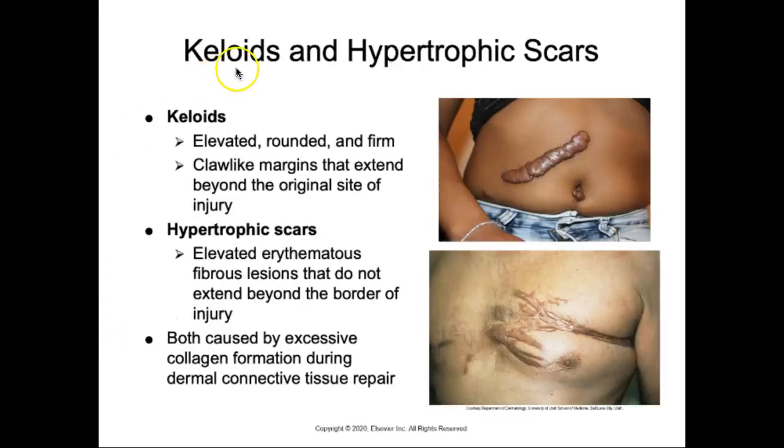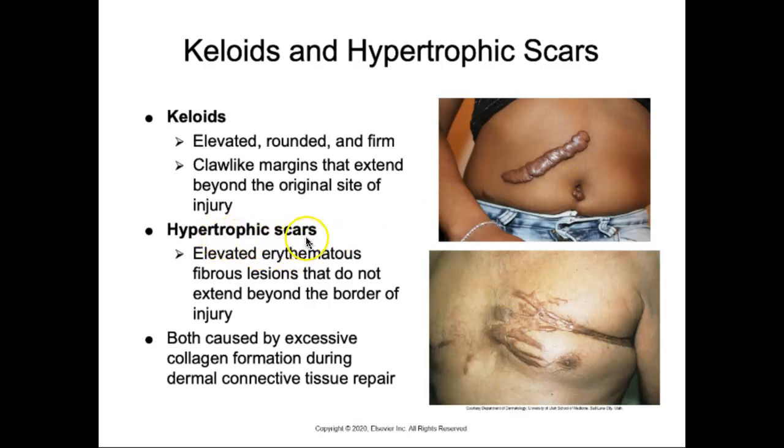Then let's go into a bit more detail about keloids and hypertrophic scars. So our keloids we mentioned are these elevated, rounded, and firm lesions. They can have claw-like margins that extend beyond the original site of the injury, and we tend to see that people that have darker pigmented skin will be more prone to having these keloids, and they can appear anywhere from weeks to months after a stable scar has formed.